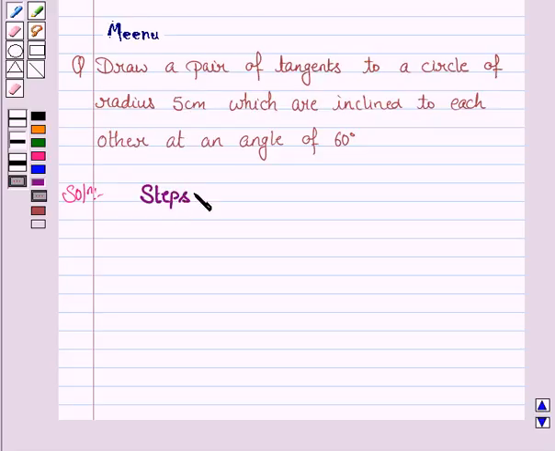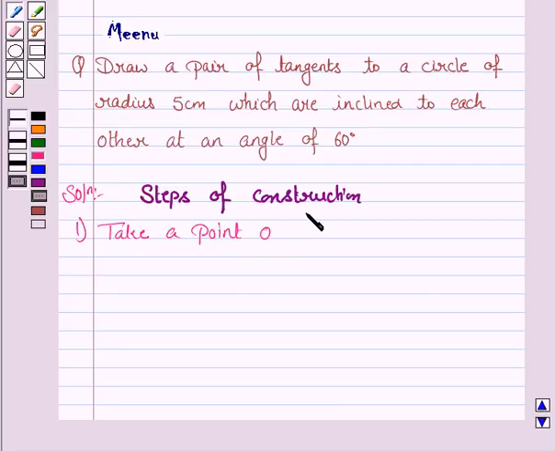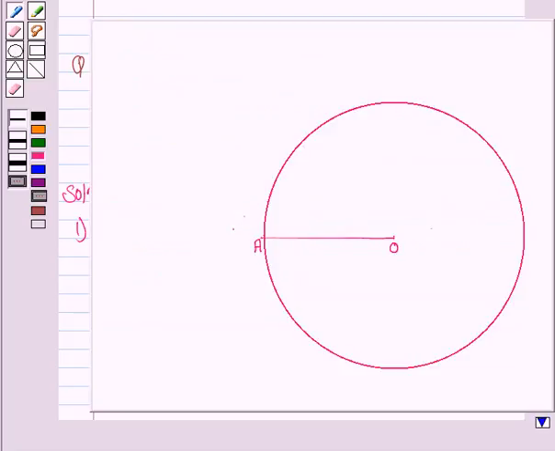And let's do the construction. The first step of construction is to take a point O and draw a circle of radius 5 centimeter. So we have drawn a circle with radius 5 cm and OA is the radius, which is 5 cm.